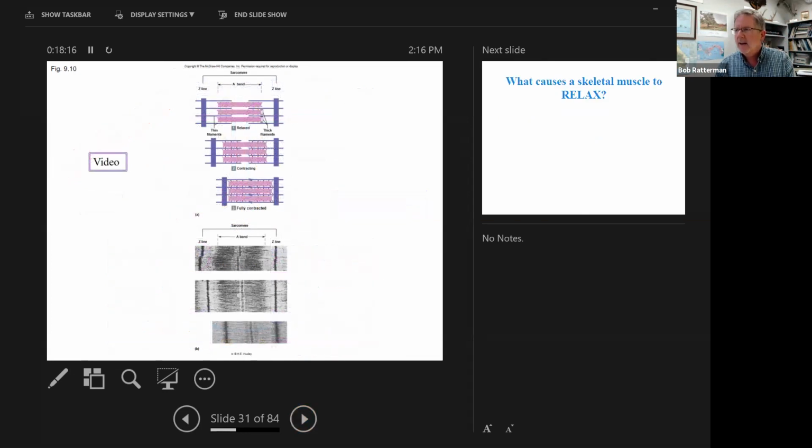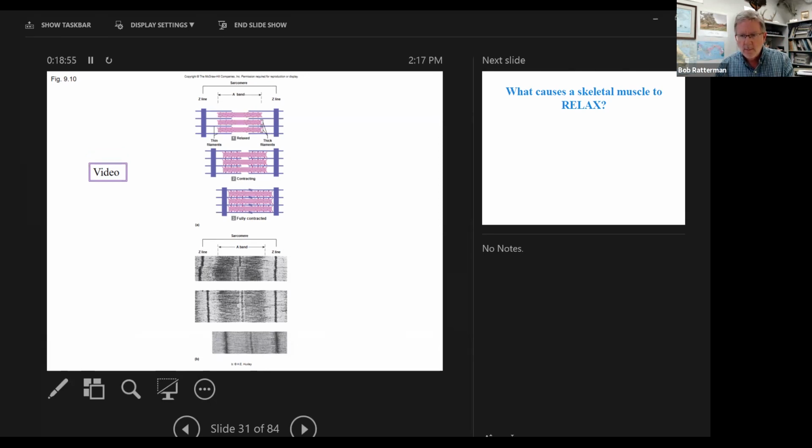So here we've got sort of the relaxed state before any sort of interaction occurred. And then as we go down, here's contraction, here's full contraction. We can see that in the actual micrographs here. See how the Z lines are further apart and they get closer together as this sliding filament model works. It's called a sliding filament model or sliding filament theory of muscle contraction. And again, there's a video you want to watch. You can watch that.